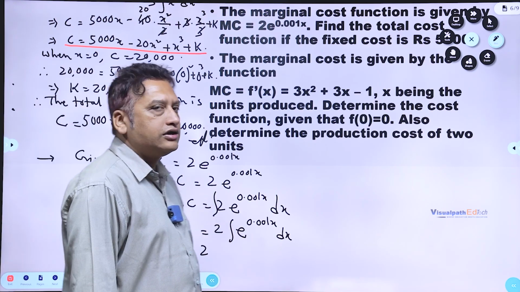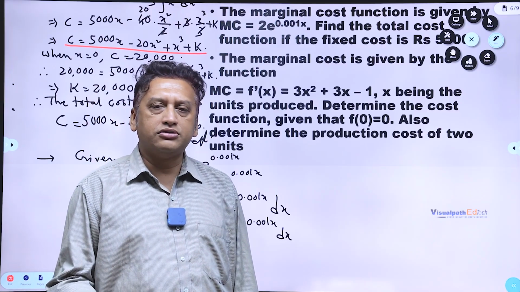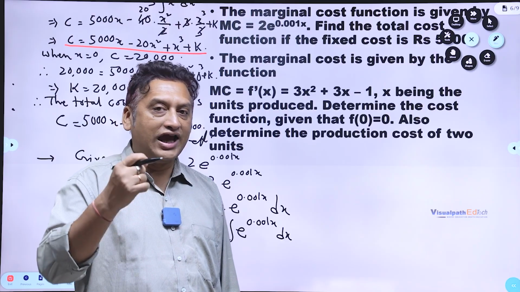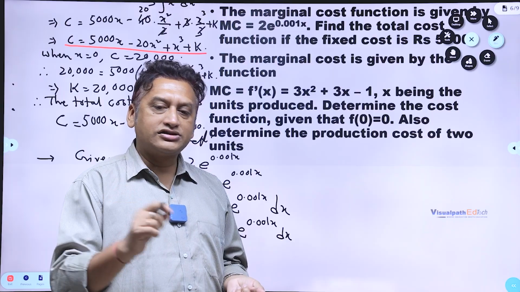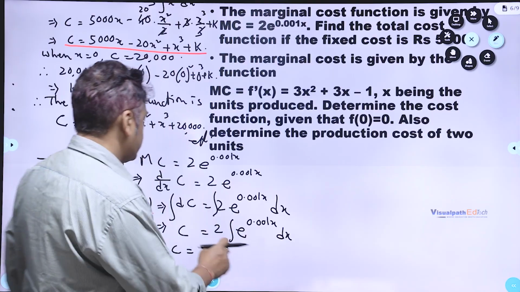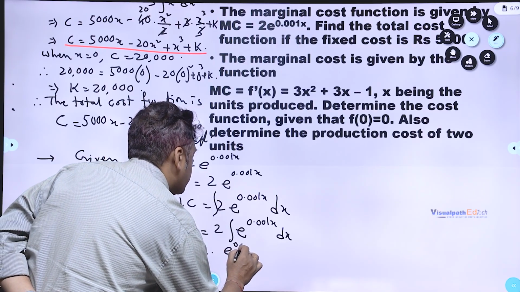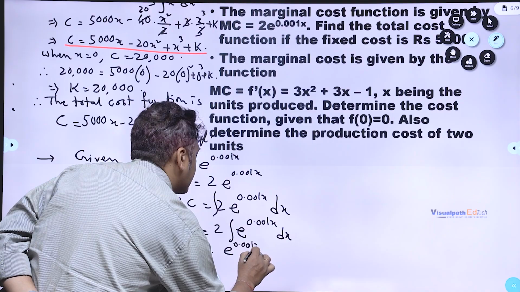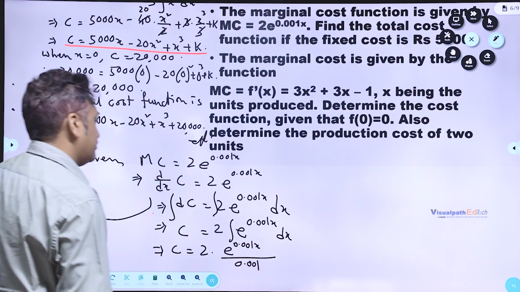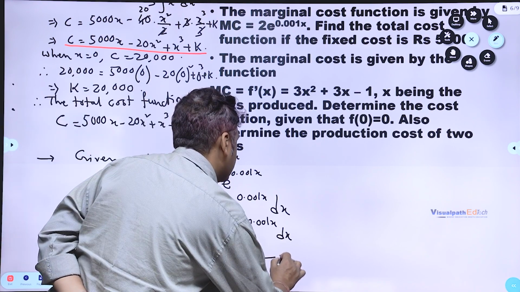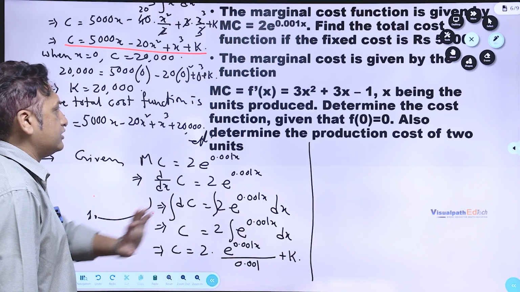Since we know that integration of e to the power x is e to the power x only, but if you have integration of e to the power mx, if there is a coefficient m, then it will be e to the power mx divided by m. Okay, so in this case, it will be e to the power 0.001x divided by 0.001. Okay, and then we'll have a constant which is k. So that is our C.